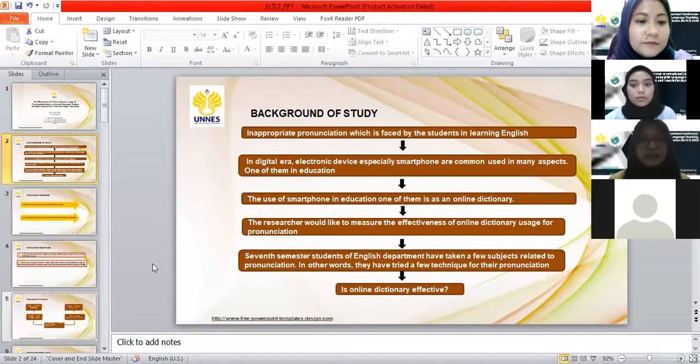So, first of all is the background of study. Why did the researcher choose this topic? Because of inappropriate pronunciation which is faced by the students in learning English. There are a few students who still do mispronunciation. This mispronunciation is caused by some factors such as mother tongue interference, sound system difference, and the inconsistency of English vowels.